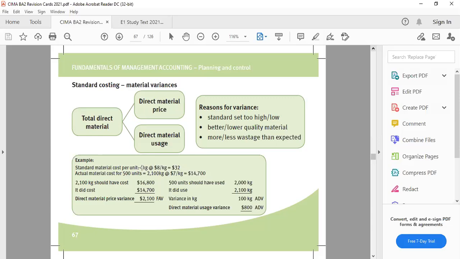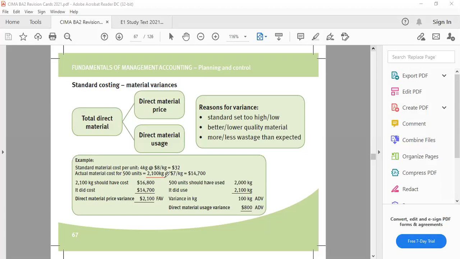So 1 unit is 4 kgs, so for 500 units, it will be 500 into 4 into 8, which gives us the standard cost. Actual cost is given as 14,700, directly calculated. The difference between these two will be the material cost variance. Now that's split into price variance and usage variance. Price variance is the difference between the standard price and the actual price applicable for the actual quantity. What's the actual quantity? 2,100 is the actual quantity of material.